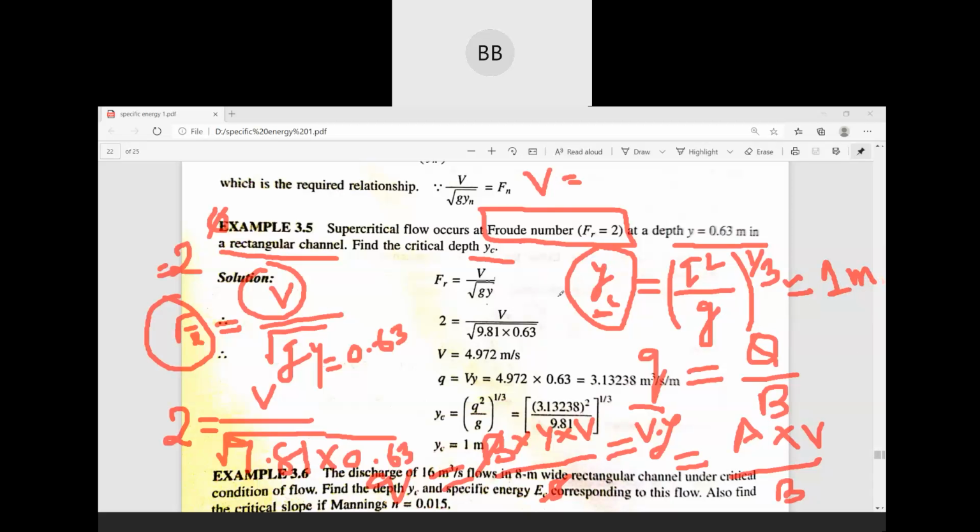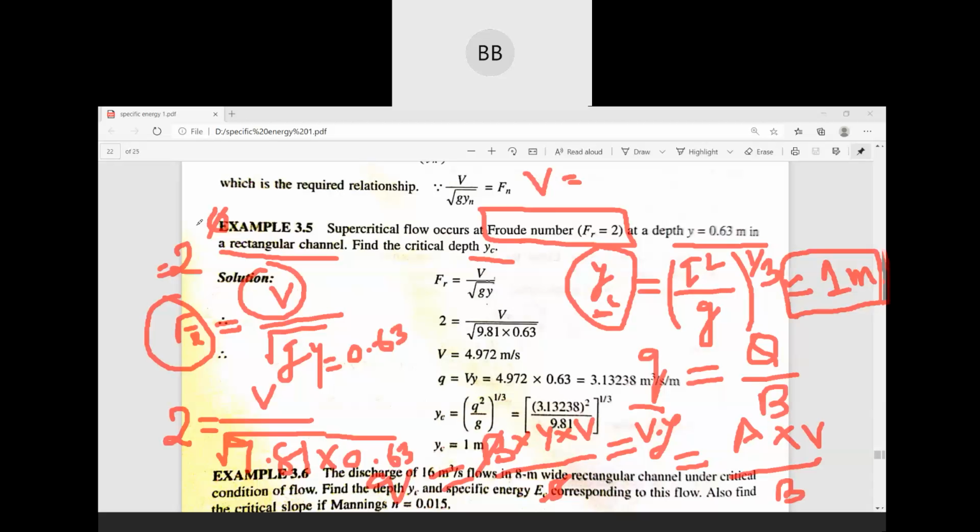Now how much did we get for the yc value? We are getting 1 meter. If you have completed this problem, then we will move on to the next one.